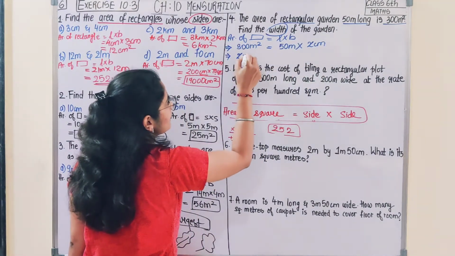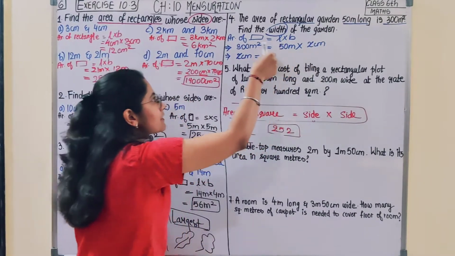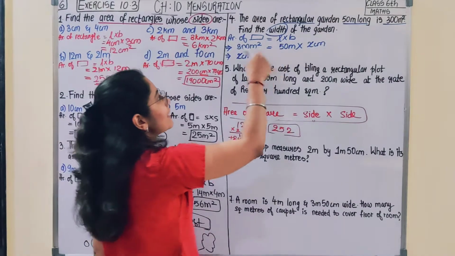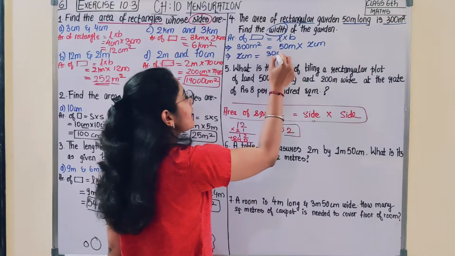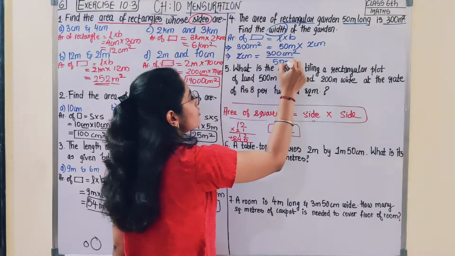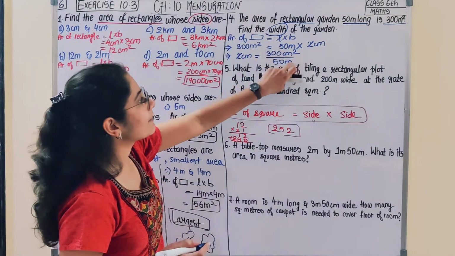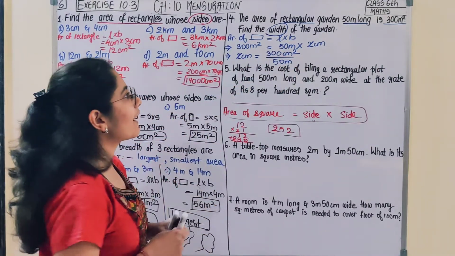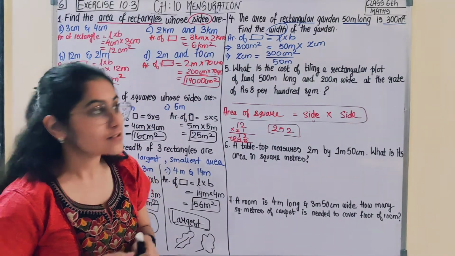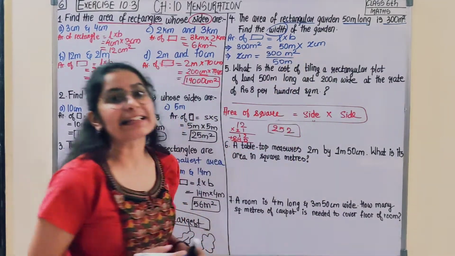So x centimeter is equal to, this is in multiplication. When I bring this 50 meter to the left hand side, it would be dividing. So 300 centimeter square divided by 50 meters. So easy, right? Can you divide centimeter square by meter? While writing also you have to check whether you are writing correctly or not.